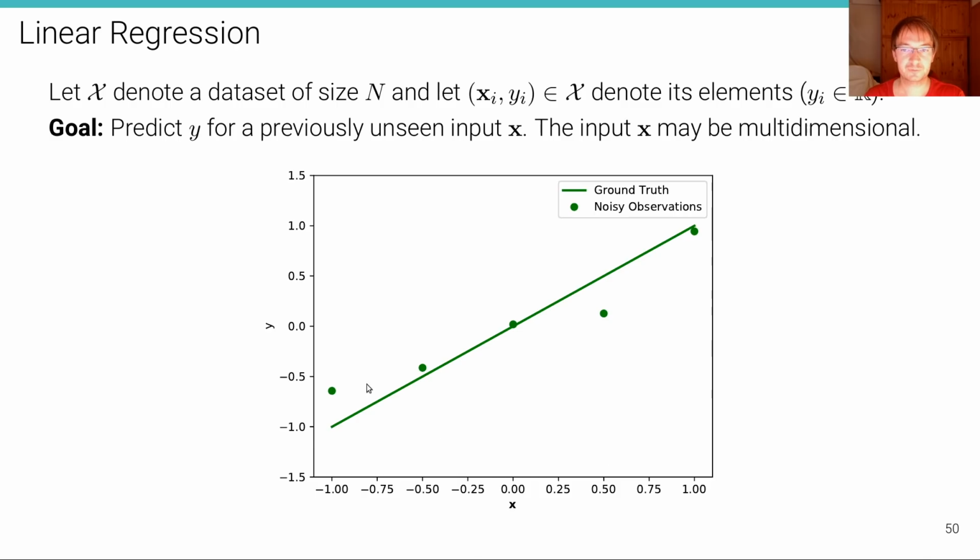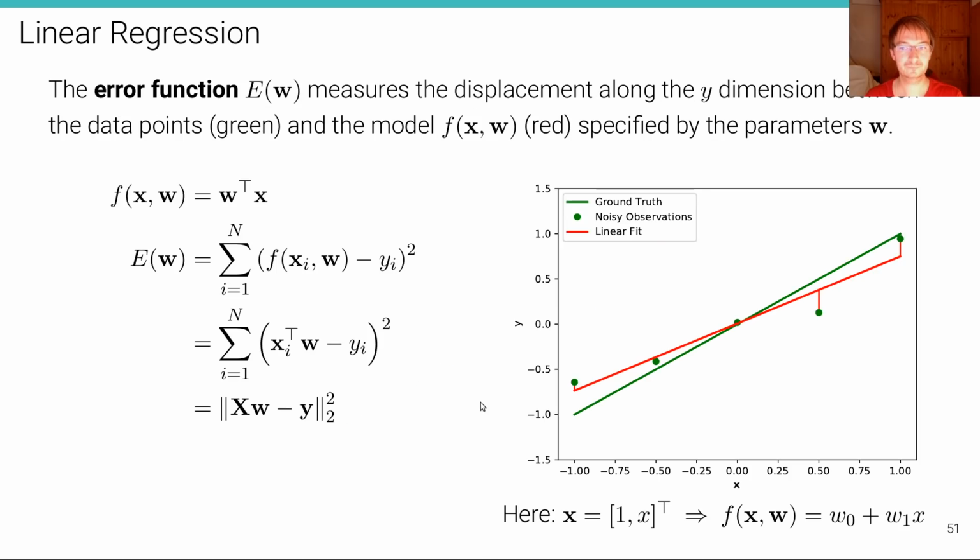So here's an example. Here we have the ground truth of the model and some noisy observations. So these are samples from this model with added noise. This is what we provide to the learning algorithm. Now we want to learn a model such that when we execute that model at a novel location X, we get a sensible response Y. How can we do that?